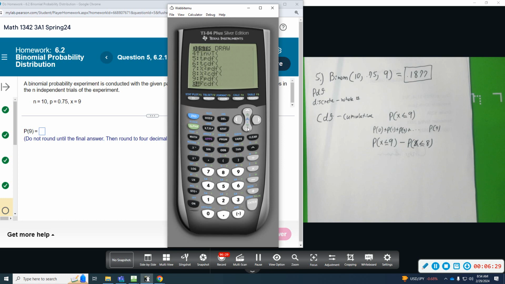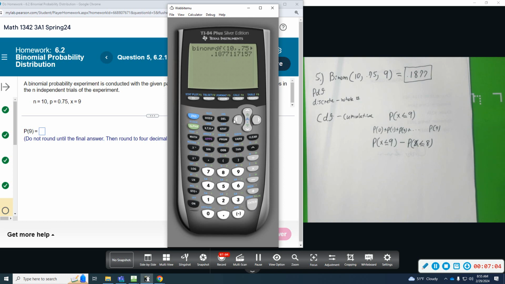If we scroll down, we have different ones. You see you have a binomial PDF, you have a binomial CDF. So I can show you that binomial PDF for discrete. It takes these inputs: number of trials, I'm going to put 10, probability of success 0.75, and the X value, how many successes do you want? 9. When I hit paste, it puts it up in this format: trials, success, how many successes. And I hit enter to compute, 0.1877.